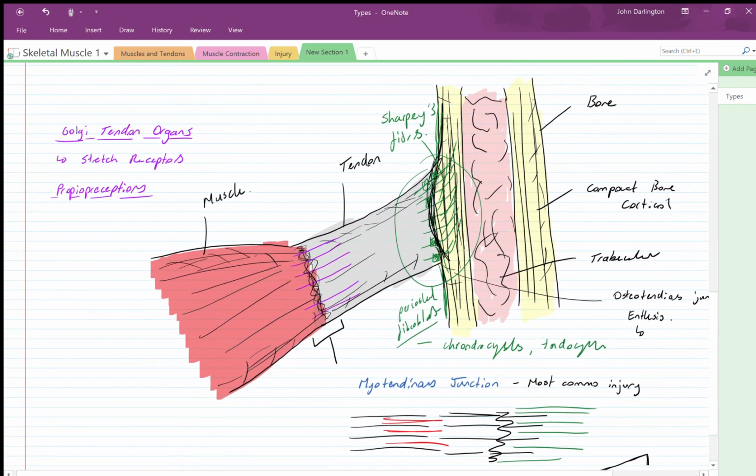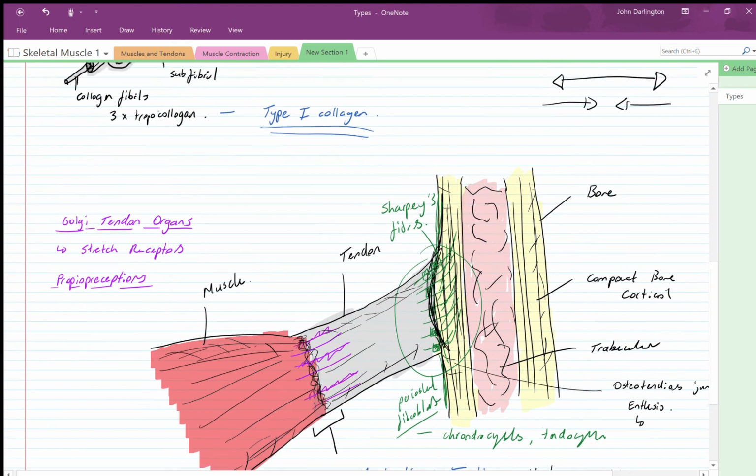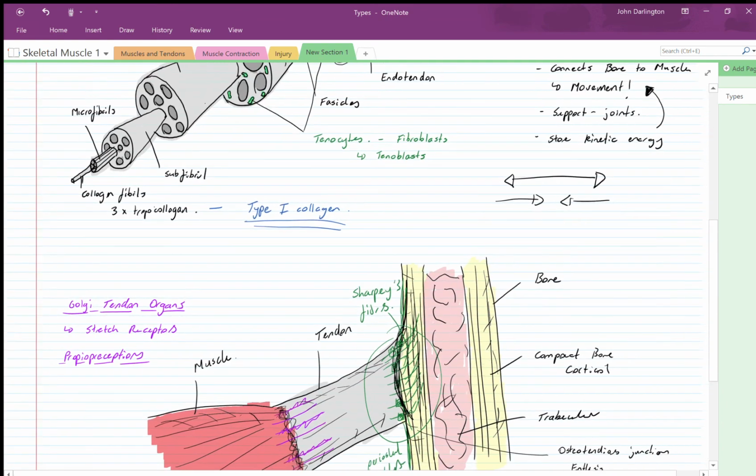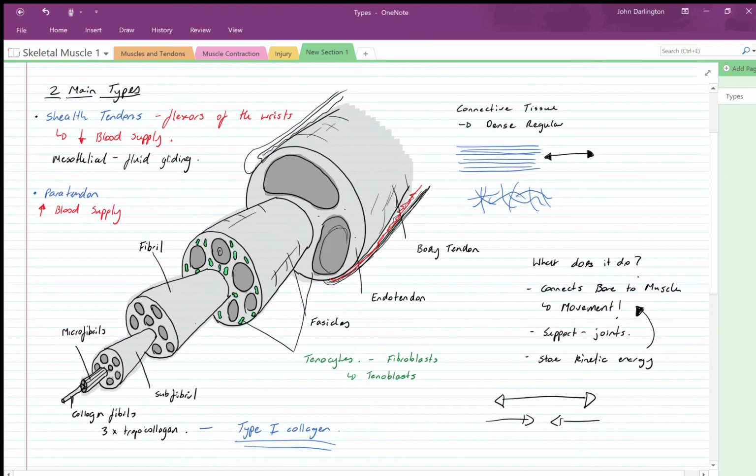It will send information back to the central nervous system, saying, look, there's this much stretch going on here. This is dangerous, pull back. Or normally, in proprioception, it will give enough information to say, this is how stretched we are, so I think this is where the limb roughly is. Very important for your gait and such like that. So that's an overview of tendons, a very simplified, basic overview.